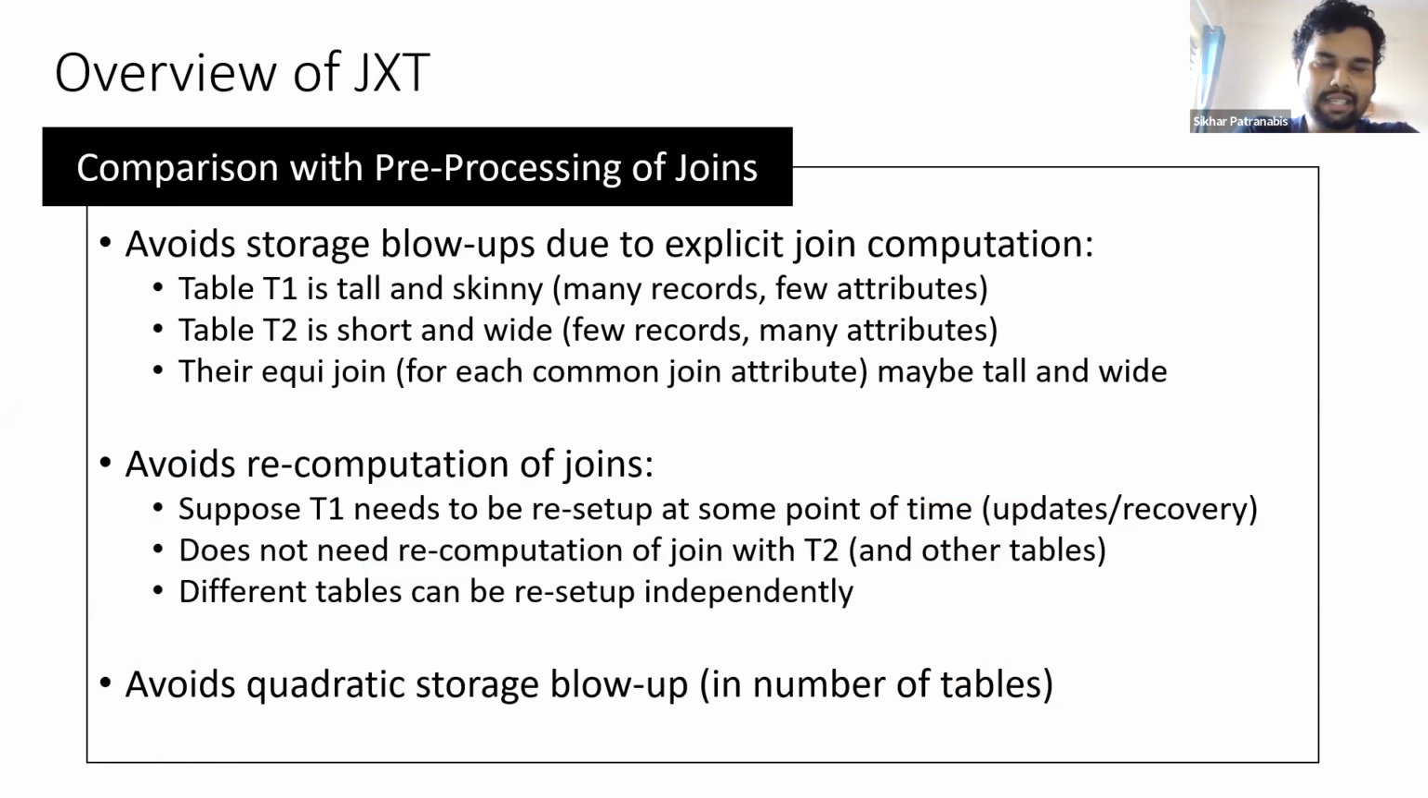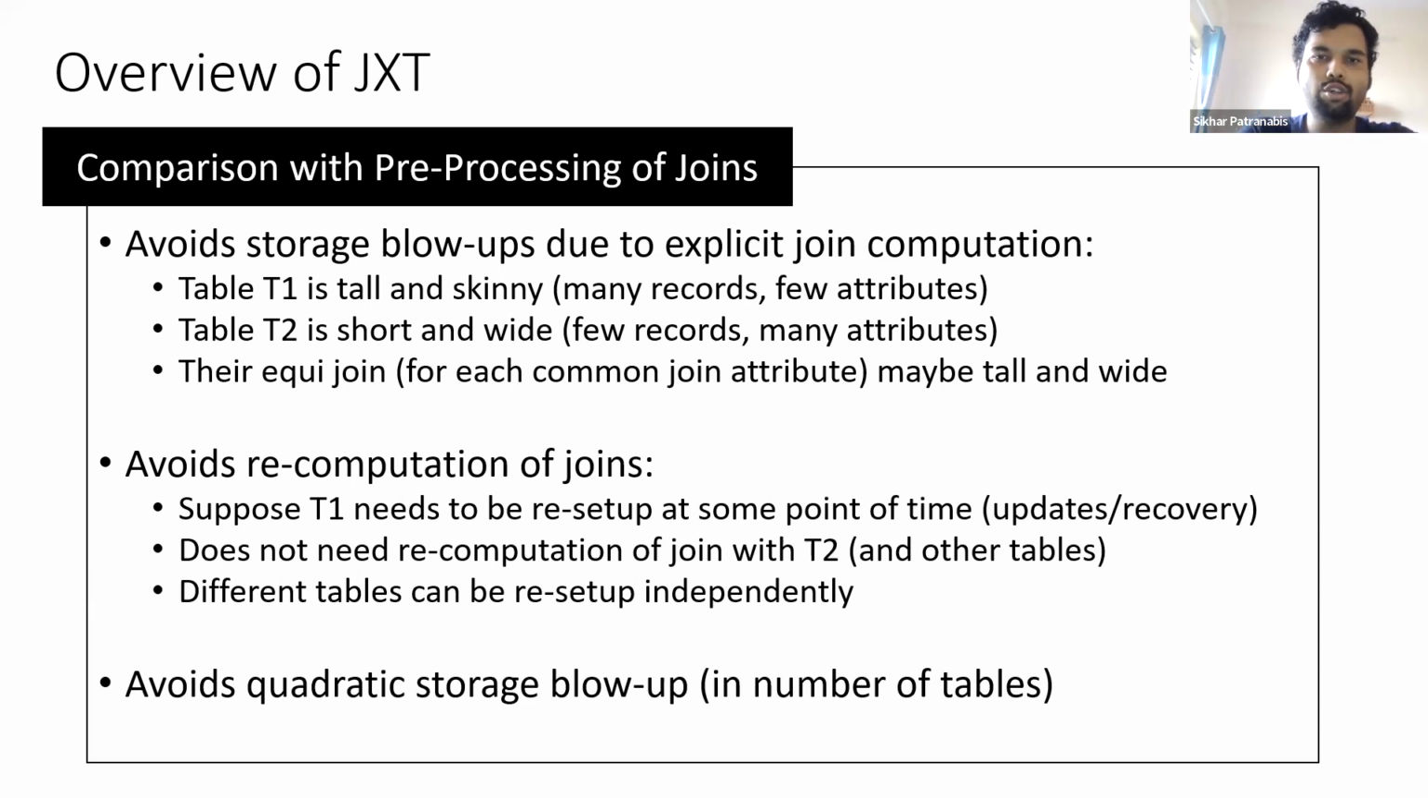The other advantage is that suppose at some point of time, you need to reset up a table, or you need to update a particular table, or maybe you lost a table and you need to recover it. All of this can be done independently. Now, in the prior schemes where you need to explicitly compute joins, you would actually have to recompute the join of a table with every other table in the database with which it can be joined. Whereas in JXT, you don't need to do this recomputation and you can reset up tables independently.